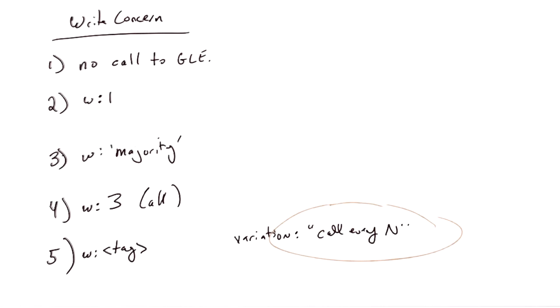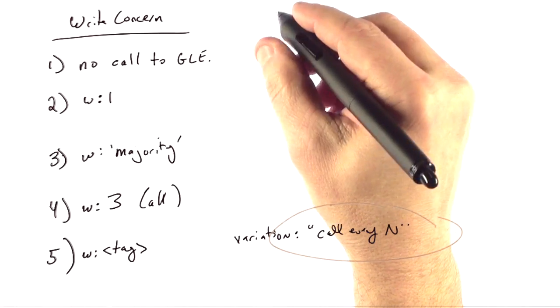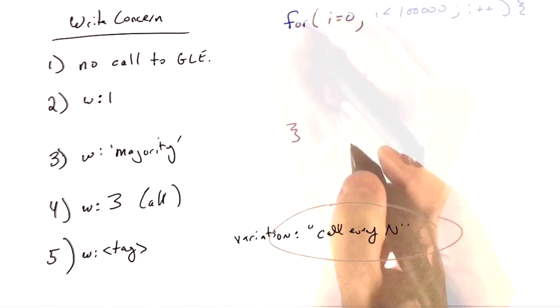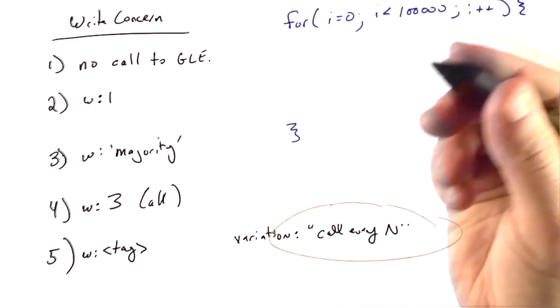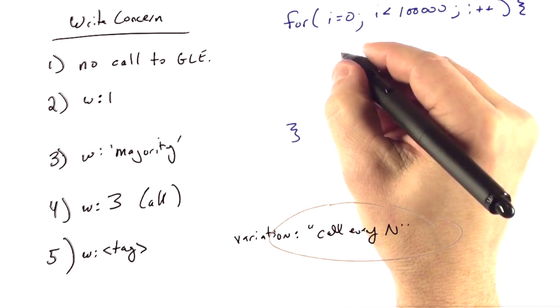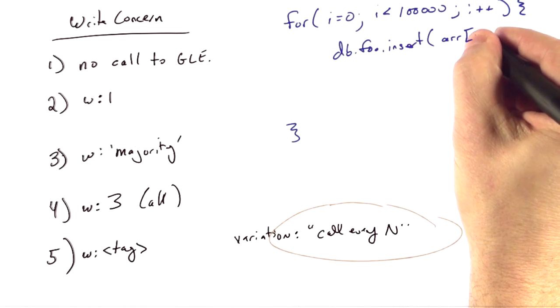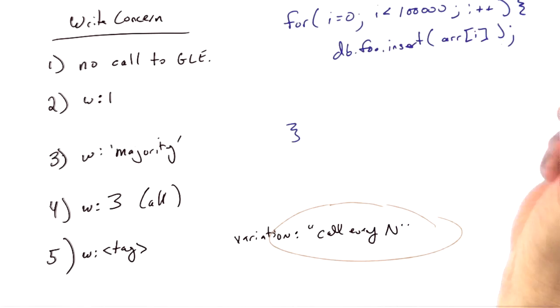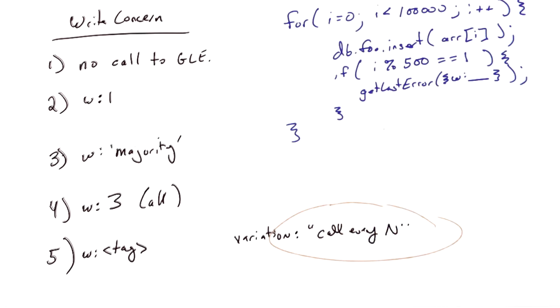Call every nth. In this model, we do something like the following. I'll just write some pseudocode down here. What we could do is we do our write. So maybe we're going to do insert, update, whatever it is. Let's just say it's an insert here. Say I have some array of these things. And then I could check that and then presumably report it if something is wrong.